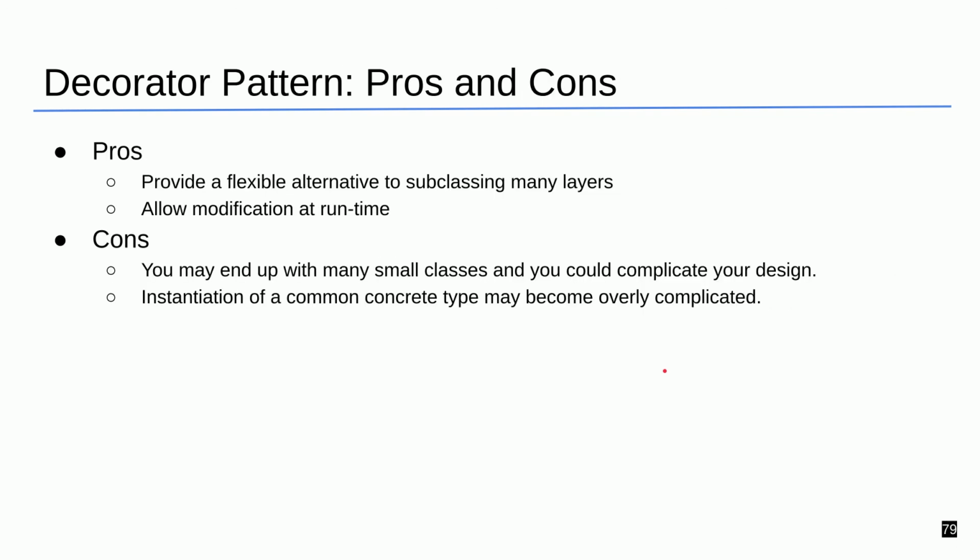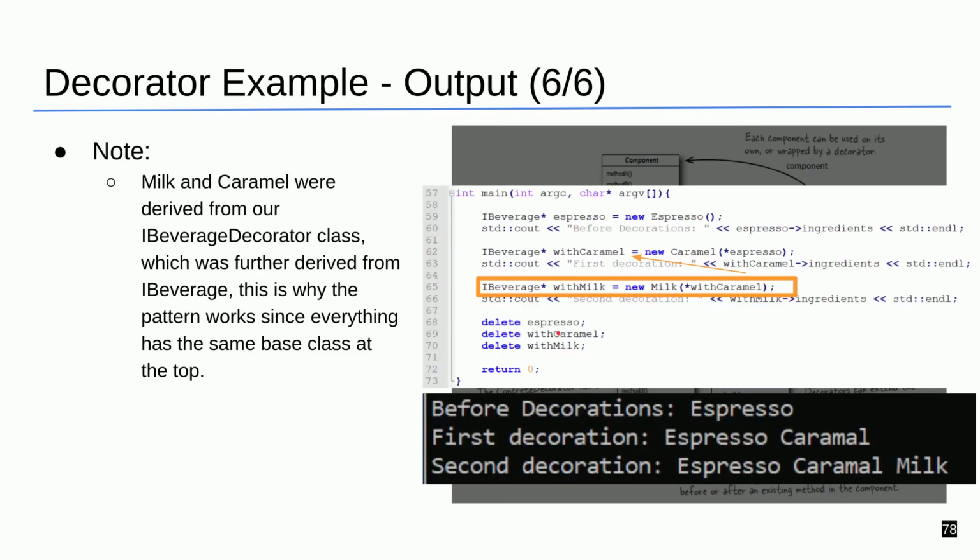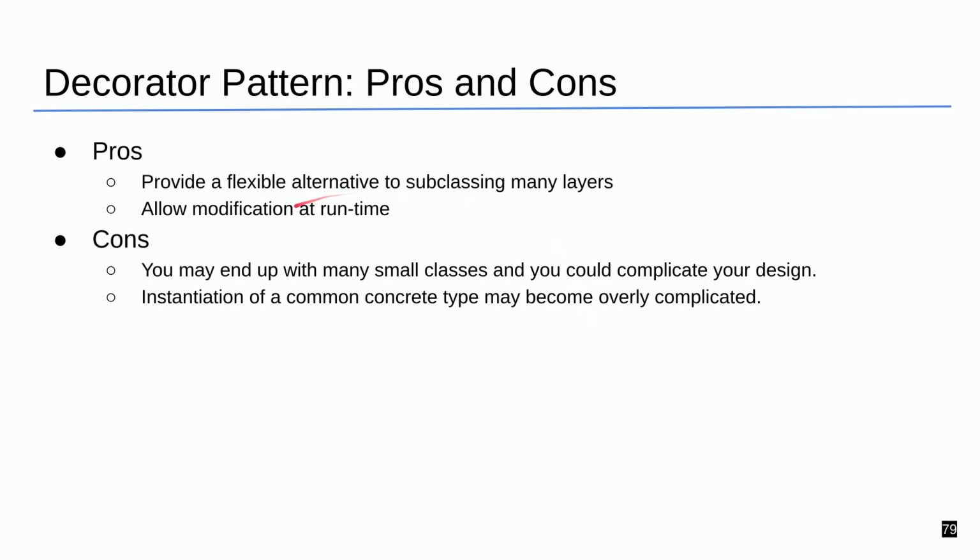Okay, so pros and cons. Go ahead and pause and think about it for a moment. And if you're joining back with us, let's talk about them. So the pros, again, it provides a flexible alternative to just subclassing with many different layers, or having hundreds and hundreds of different subclasses, or lots of different combinations, or trying to use lots of not only inheritance, but composition.